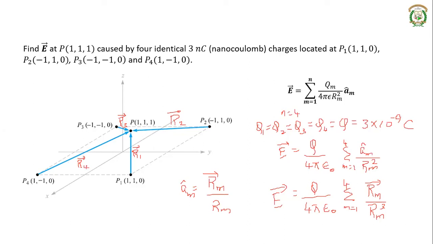Okay. So you know the coordinates of all the points, so you can find the distance very easily, right? The distance from P1 to P will be P minus P1, that is, coordinates of P minus coordinates of P1. So from this, you can get R1, R2, R3, R4 from these points.